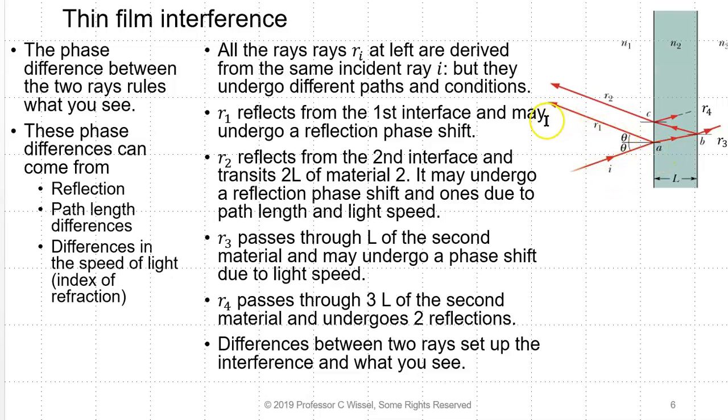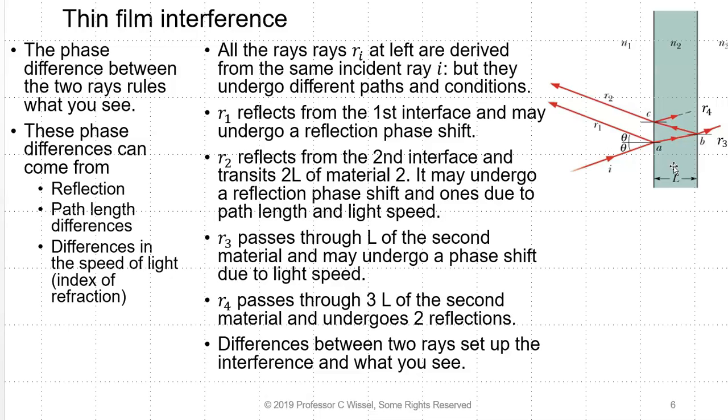R1 reflects on the first interface and may undergo a reflection phase shift. Ray R2 will reflect from the second interface, also travels 1, 2L for path length difference, and may undergo a reflection phase shift. Ray R3 passes through the length of this material, L of the second material, and may undergo phase shift due to varying light speed in different materials.